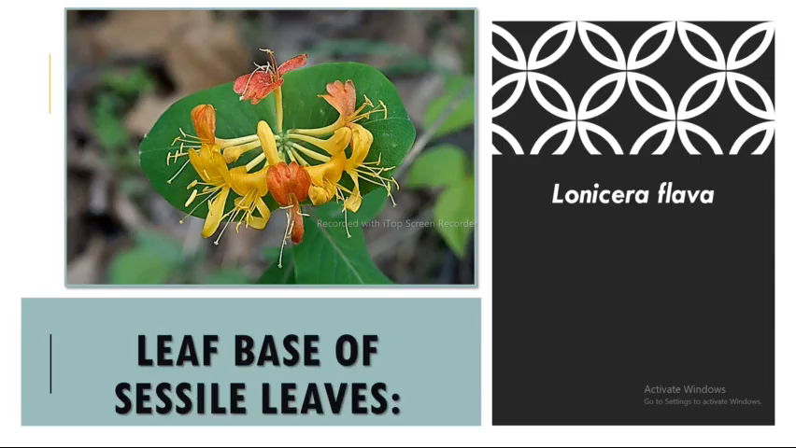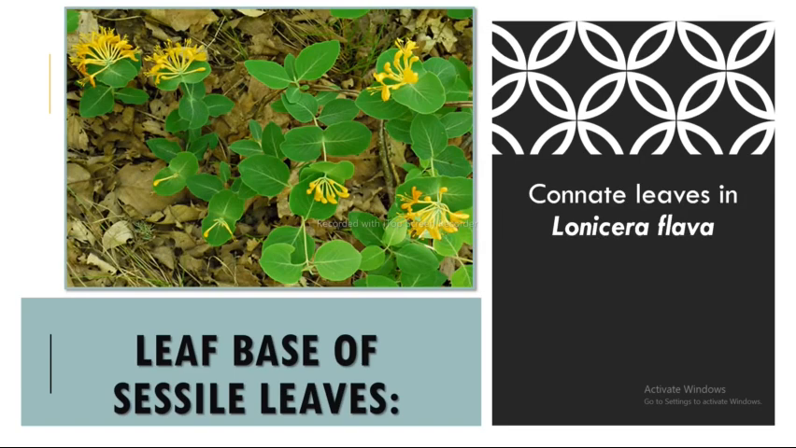So in this figure you can see that this is the leaf base of sessile leaves. In this figure you can see that this is the Lonicera flava, as shown in the figure. These are the connate leaves in the Lonicera flava. So, connate leaves are two sessile opposite leaves which are meeting each other across the stem and fusing together, and the example of these leaves is Lonicera flava.